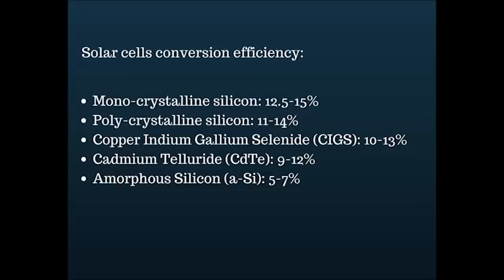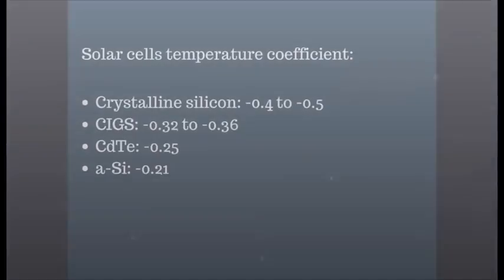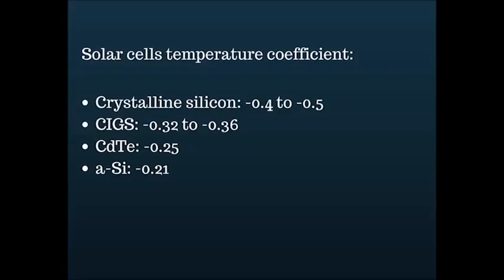Under standard test conditions, with an efficiency of 12.5%, a monocrystalline panel sizing 1 square meter will produce 125 watts. Under the same conditions, an amorphous silicon panel of the same size but having 5% efficiency will generate only 50 watts.